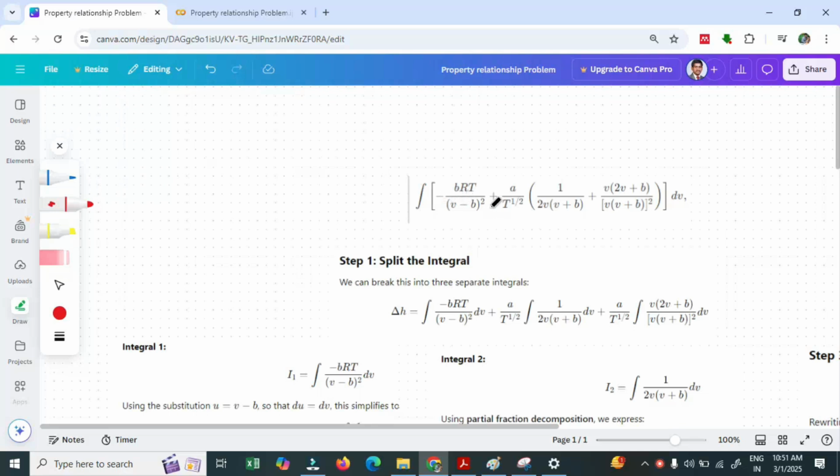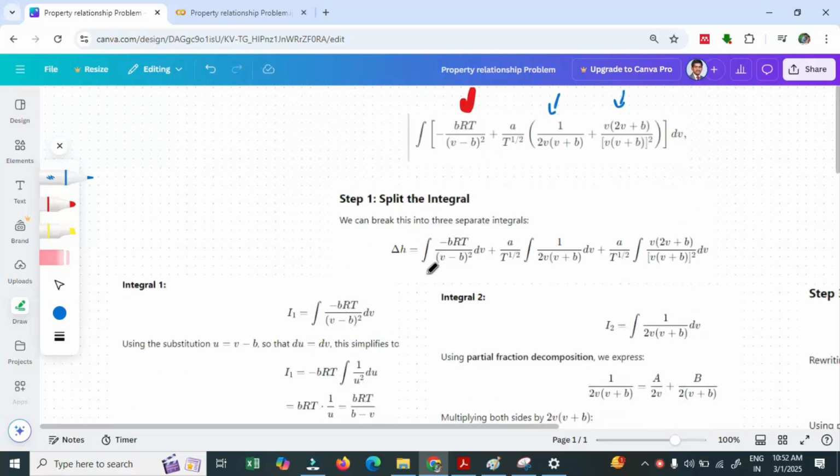To simplify the process, I'm splitting the entire integration into three: this one, this one, and this one. That's what the first step shows here: splitting the integration into three parts, one, two, and three. Let me integrate them one by one. First, let me take this one, minus BRT divided by V minus B power 2 dV.